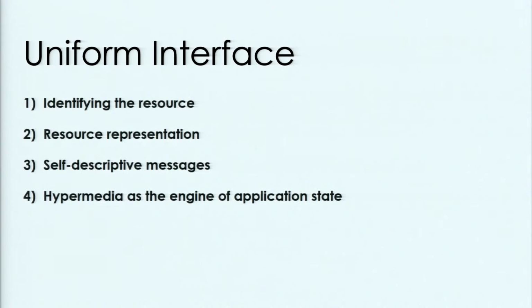Uniform interface is a central feature that distinguishes RESTful architecture style from other network-based styles. It's a well-defined contract for communication between client and the server. The 4 guiding principles of uniform interface are identifying the resources, manipulating the resources through representations, self-descriptive messages, and hypermedia as the engine of application state.